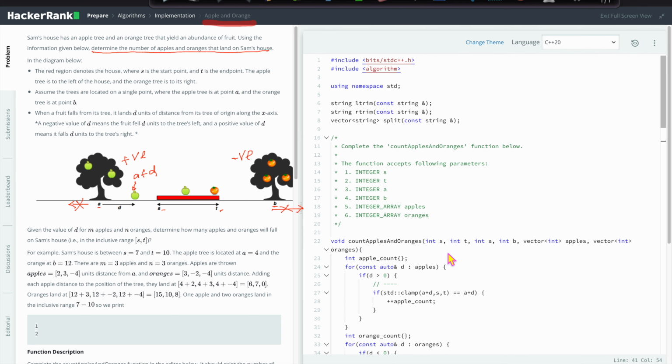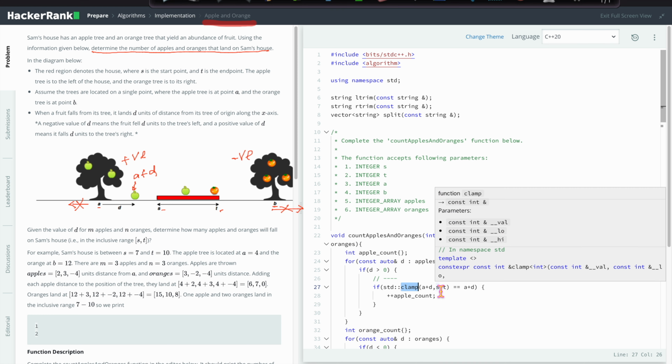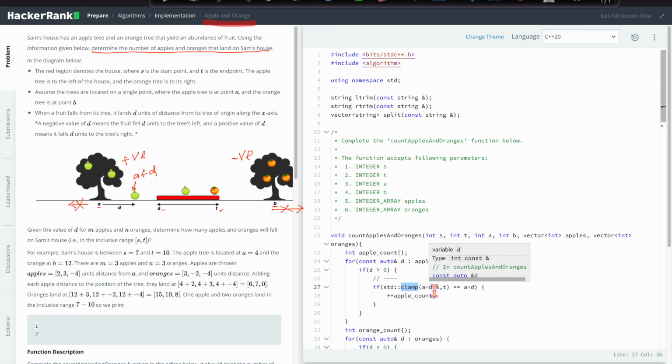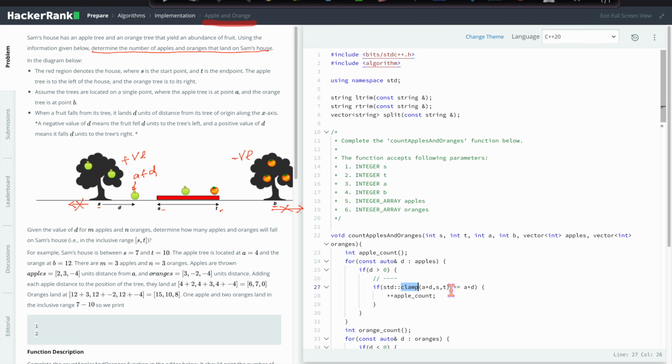Congratulations. Now try to understand what clamp is doing. Clamp is trying to clamp the number, that number we are passing here. If the number is less than s, then clamp will return s, the starting point. If the number is greater than t, then clamp will return t. If the number is in between s and t, including s and including the value of t, then clamp will return the number itself. That's what we are searching for here.